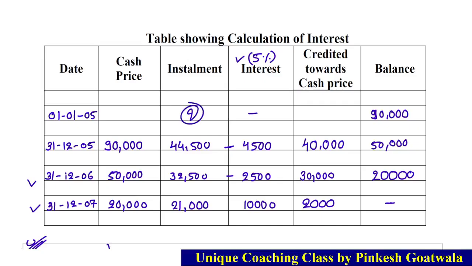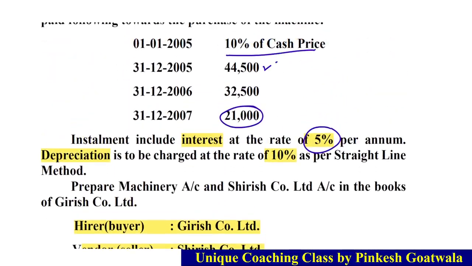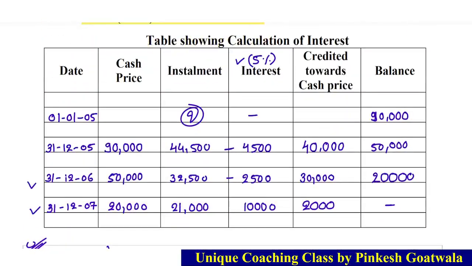So here for the down payment they told that the down payment is 10% of cash price. So just I take an example. We don't know what the amount of cash price is. Suppose I just suppose that the cash price is 100.